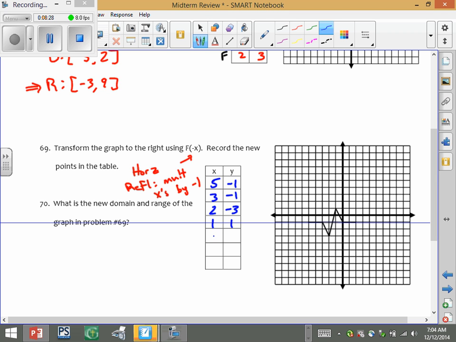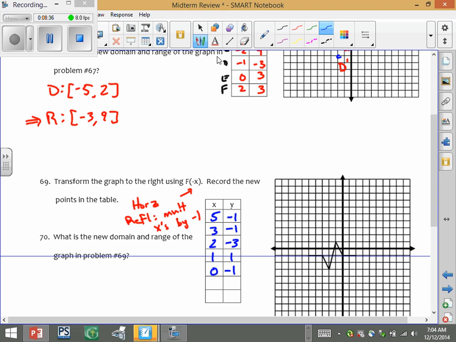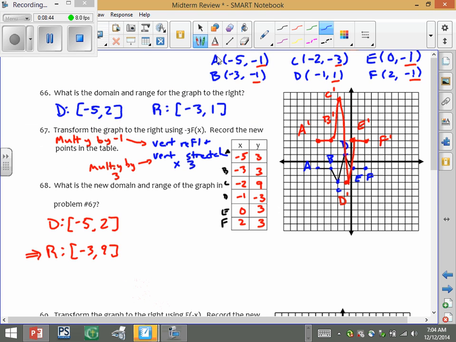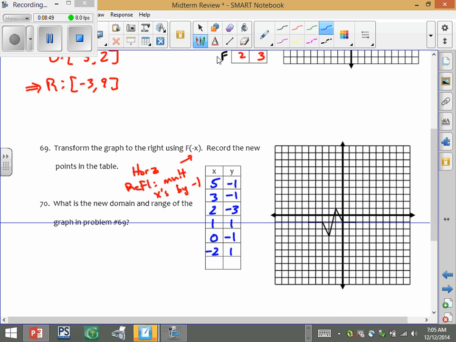0, -1 stays at 0, -1. Right, we're just going to keep picking through these things. And then we have 2, -1 turns into -2, 1. And I think I missed a point up there. I did. I missed the -2, -3. Oh, no, I didn't. But then if we think about it, the x's are now going to change. So since we just multiplied the x's, the range actually didn't change. It's still going from -3 to +1 in terms of the y's.